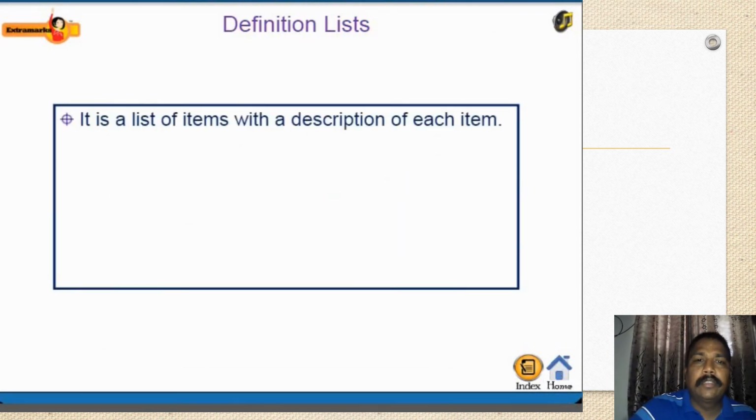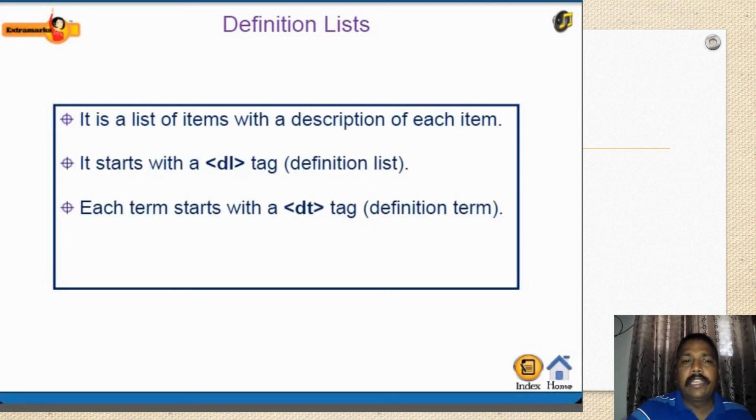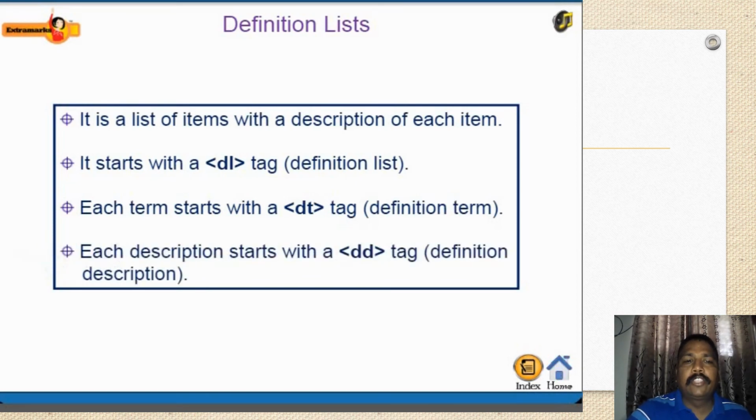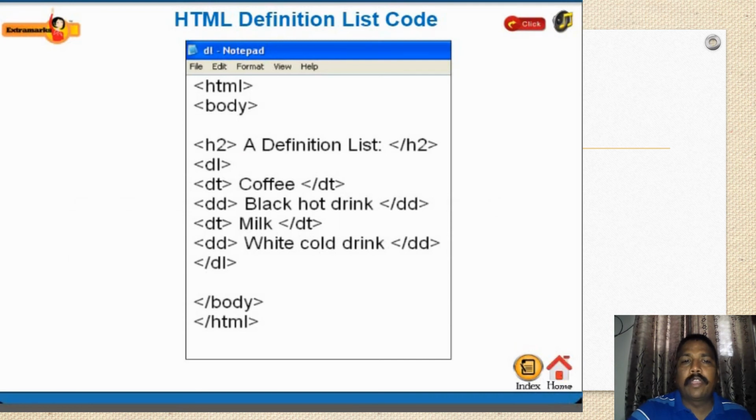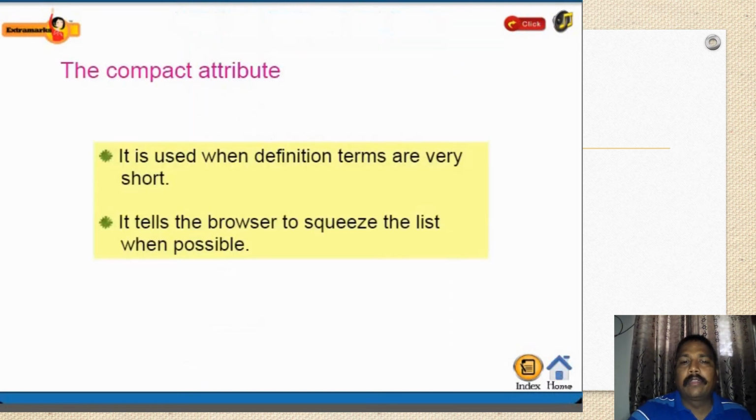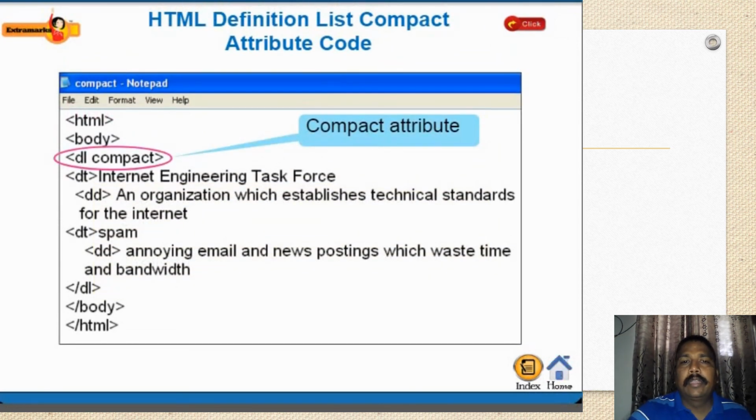Now the next one is the definition list. It is a list of items with a description of each item. It starts with the DL tag. Each item starts with DT, definition term, and each description starts with DD. Look here, DL, DT coffee, DD hot and milk, DT milk, DD cold and white cold drink. Now the compact attribute. You can see it over here.